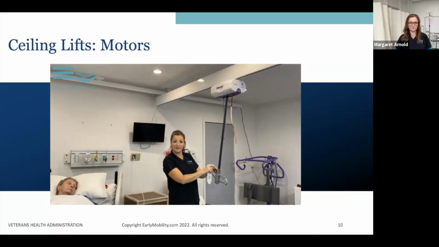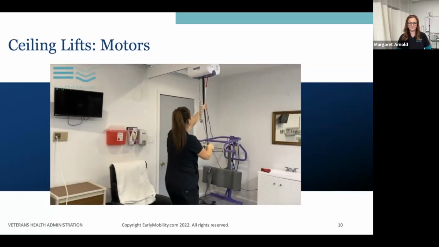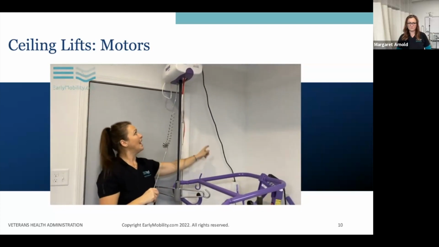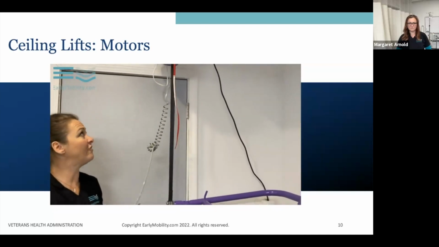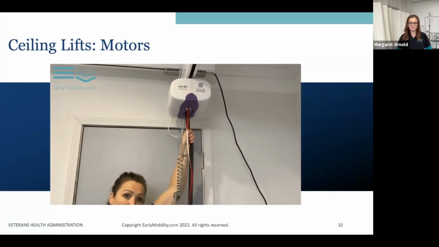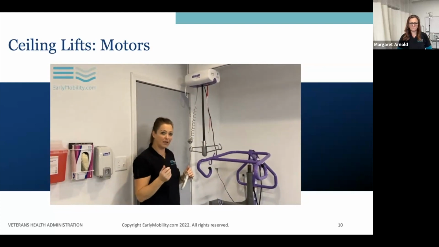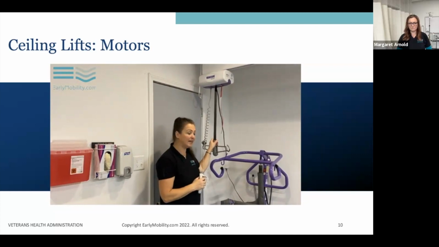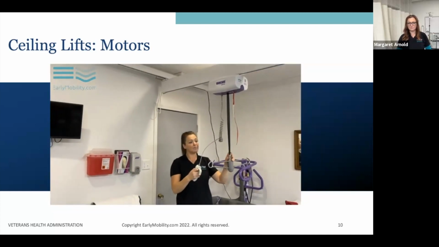With this particular model, my charging station is all the way in the corner. You'll see there's a power cord, and that leads to a connection that charges the battery only when it's on the charger. Make sure that the charger is working, that the ceiling lift is fully charged every night, and when you check the lift, check them loaded.